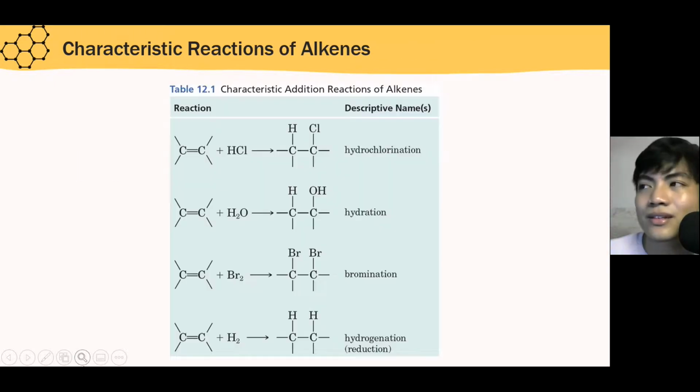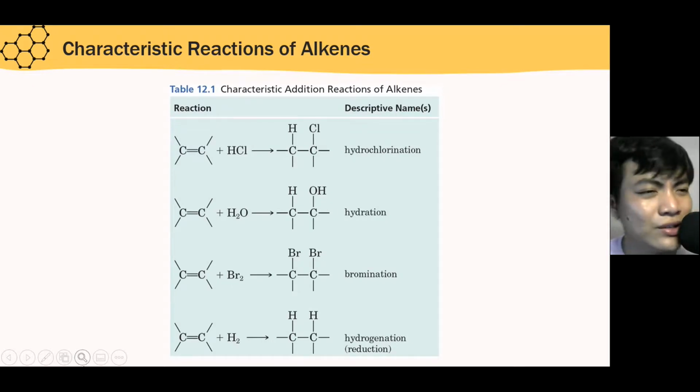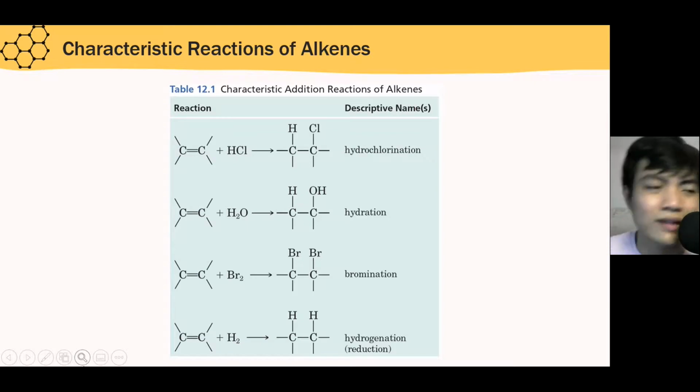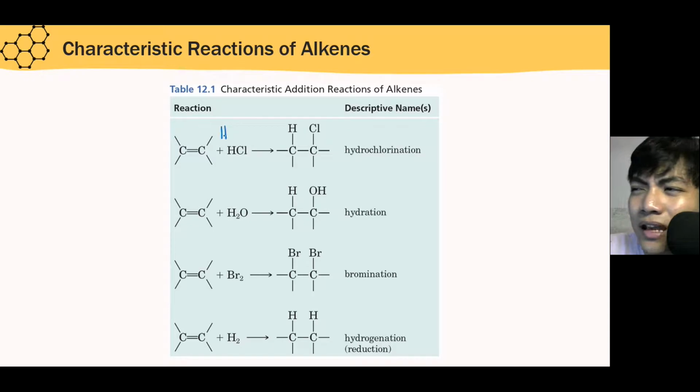So the following are the characteristic reactions of alkene. It shows the addition reaction, and just as I said, ang nangyayari lang in your addition reaction is that your atoms get connected to the double bond. For example, the H atom will get connected here, the Cl atom from the HCl will get connected there, and the double bond will be destroyed.